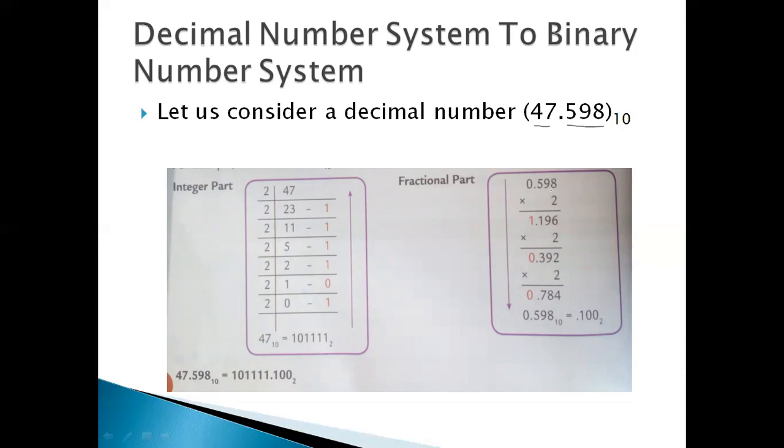So for the integer part, we have to divide it by 2 as discussed in our earlier videos. So when we divide 47 by 2, we get 23 as quotient and 1 is the remainder. Similarly, when we divide 23 by 2, we get 11 as quotient and 1 is the remainder. Again, we divide 11 by 2 and we get 5 as the quotient and 1 is the remainder. Again, we divide 5 by 2, we get 2 as the quotient and 1 is the remainder. Again, we divide 2 by 2, we get 1 as the quotient and 0 as remainder. And when we divide 1 by 2, we get 0 as quotient and 1 as remainder.